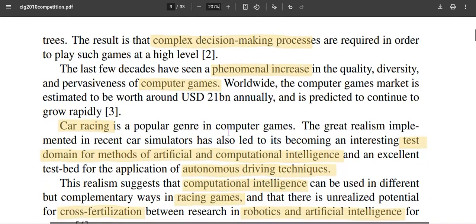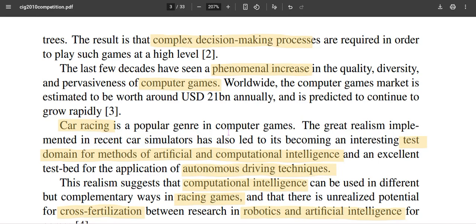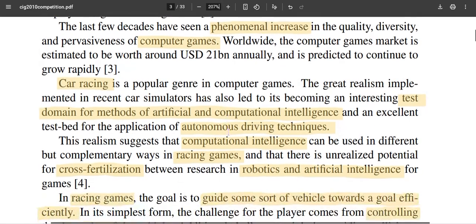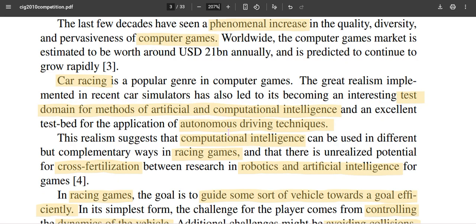One among the computer games is car racing, and it has become a test domain for methods of applying artificial and computational intelligence to design autonomous driving techniques. Therefore, computational intelligence techniques implemented in car racing games have become a test bed for cross-fertilization between research from robotics and artificial intelligence.